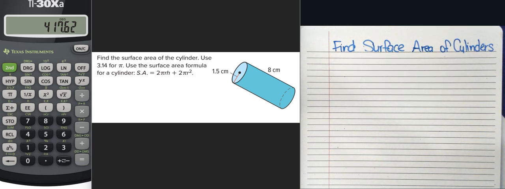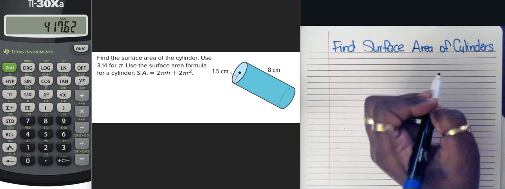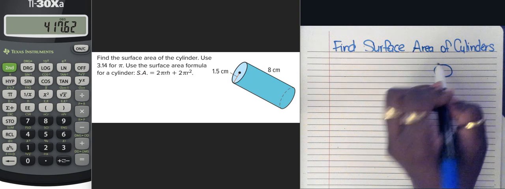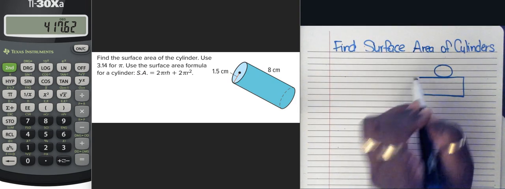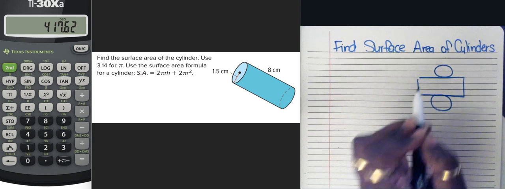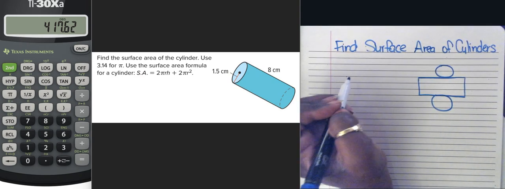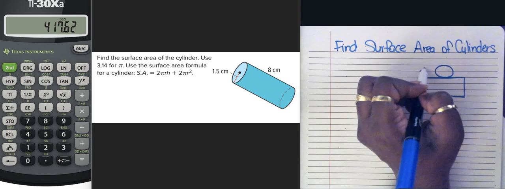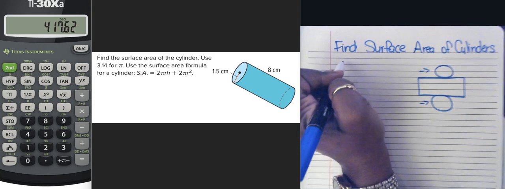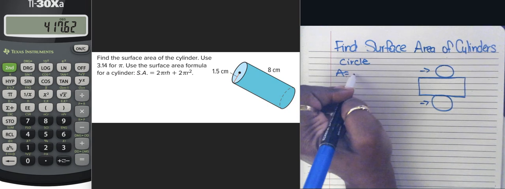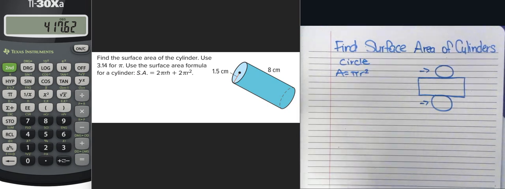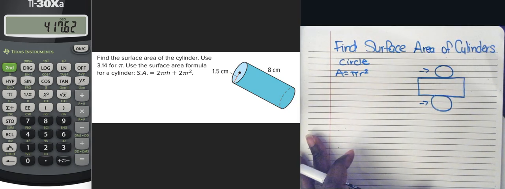All right, so what we're going to do is first, let me draw out my net. So we know that we're going to have a circle. You're going to have the rectangle, and then you're going to have your second circle. All right. And so first thing I'm going to do is try to find the area of the circles. So remember that when we're looking for the area of the circle, our formula is going to be pi times the radius squared. So that's how we find the area of the circle.